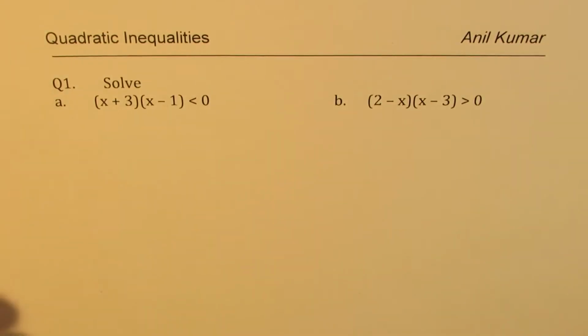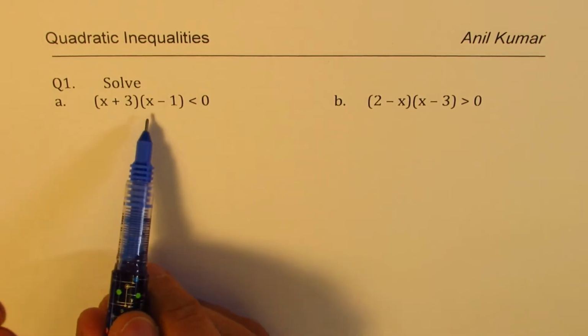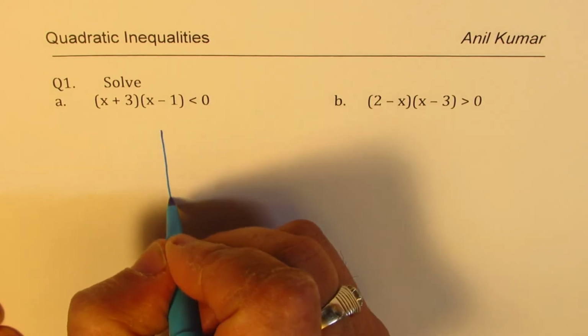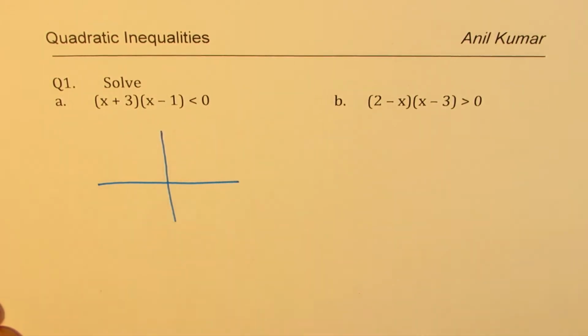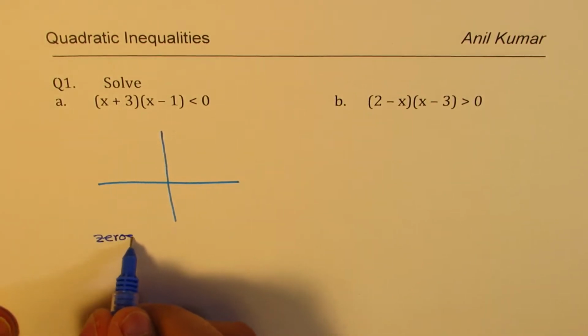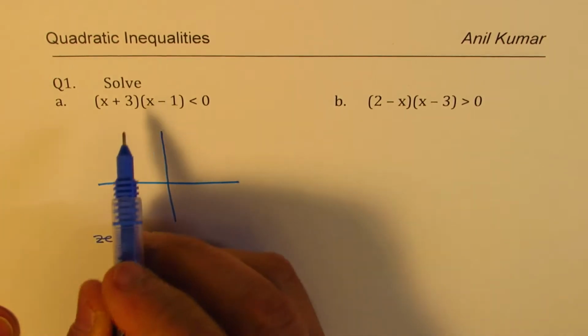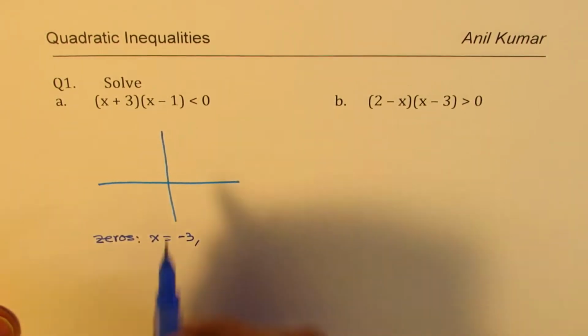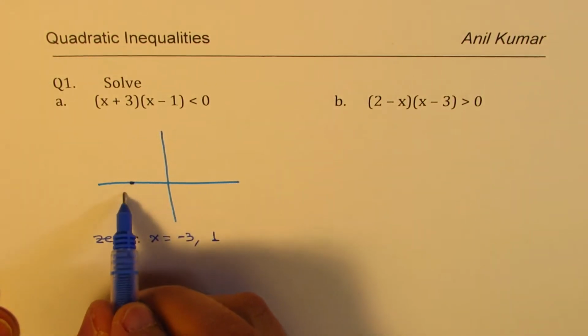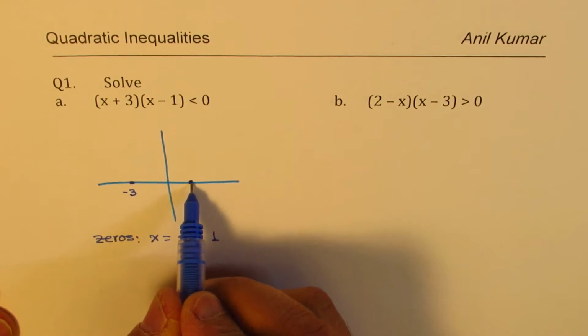Question number 1. We need to solve (x + 3)(x - 1). Now straight away, what we will do here is we'll graph, right? Now when I say that x + 3 and x - 1 are 2 factors, we can actually find the zeros, right? So we need to find the zeros. This is 0 at -3 and the other 0 is at 1, correct? So you can mark these zeros as -3 and 1.